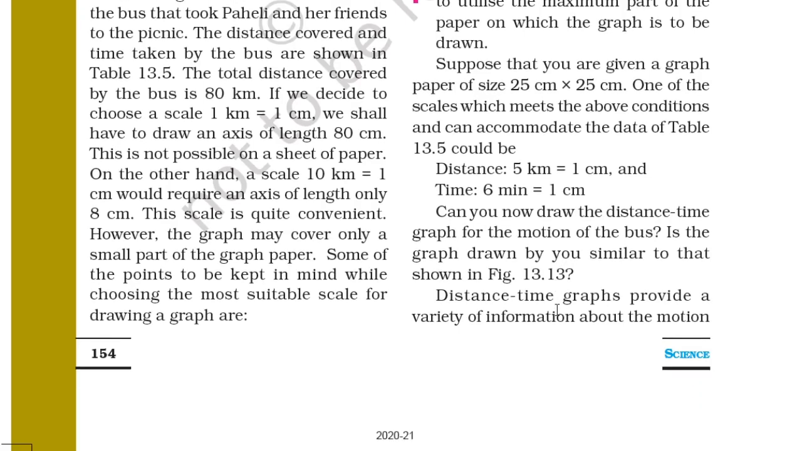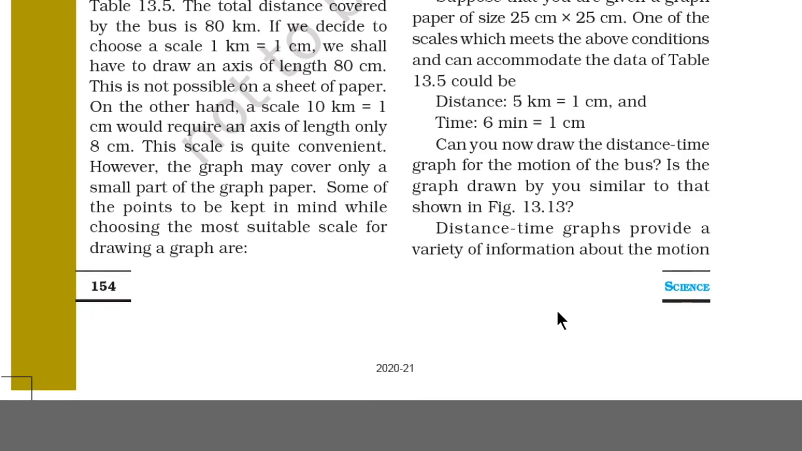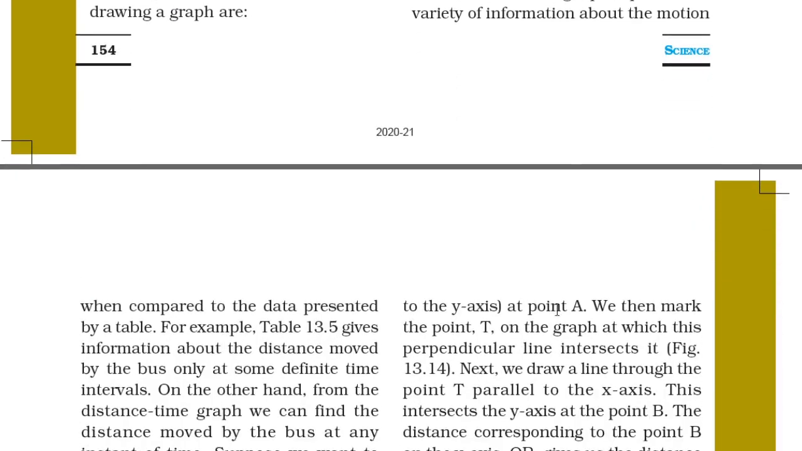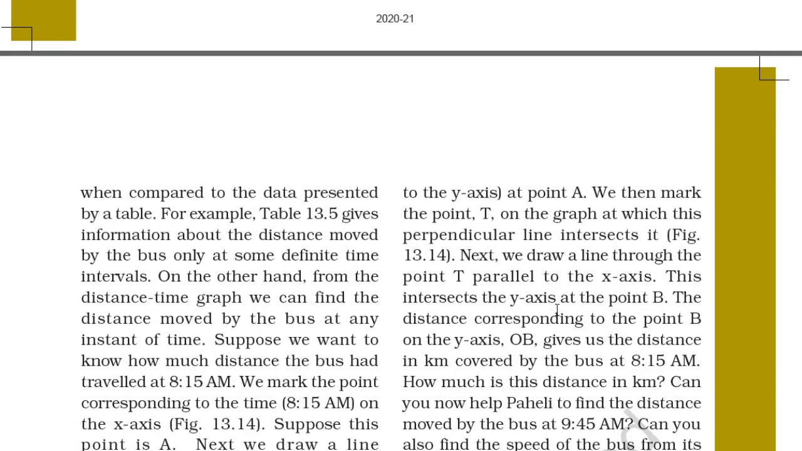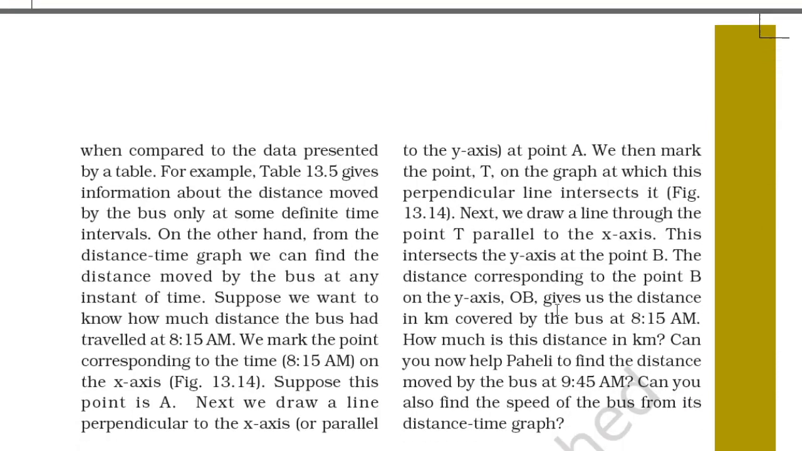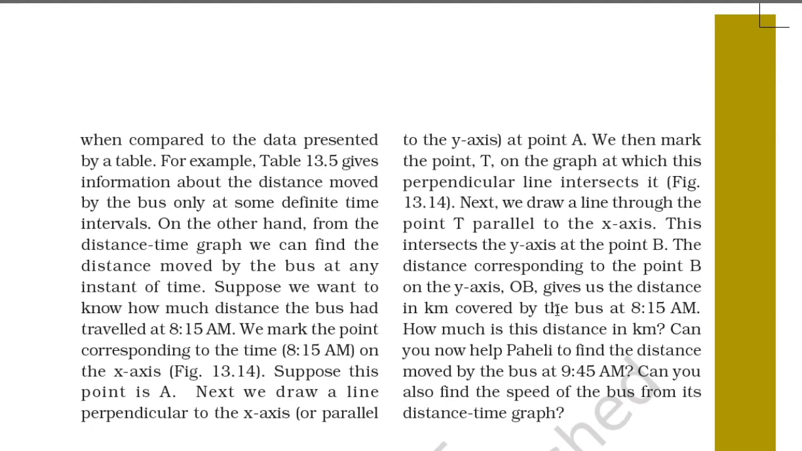A distance-time graph provides a variety of information about the motion when compared to the data presented in a table. For example, table 13.5 gives information about the distance moved by the bus only at some definite time intervals. On the other hand, from the distance-time graph, we can find the distance moved by the bus at any instant of time. Suppose we want to know how much distance the bus had traveled at 8:15 am. We mark the point corresponding to the time 8:15 on the x-axis of figure 13.14. Suppose the point is A.